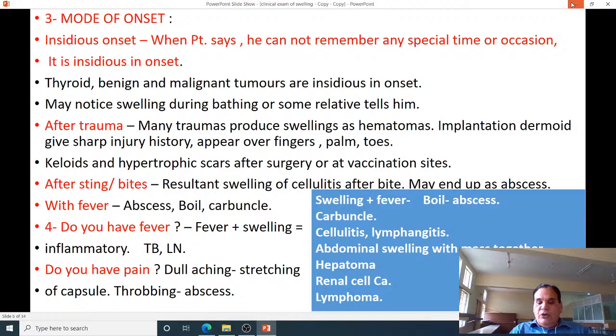Abscess or carbuncle, cellulitis, lymphangitis. Abdominal swelling with mass together, occurring these two things: hepatoma, renal cell carcinoma and lymphoma. So these swellings also give rise to fever.